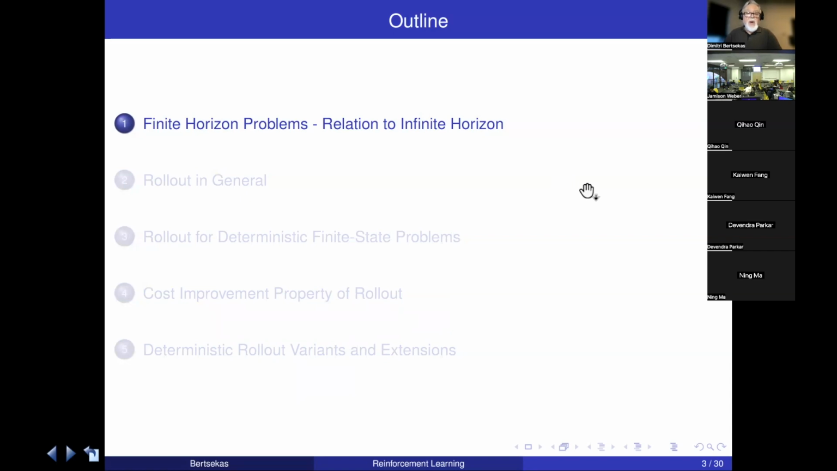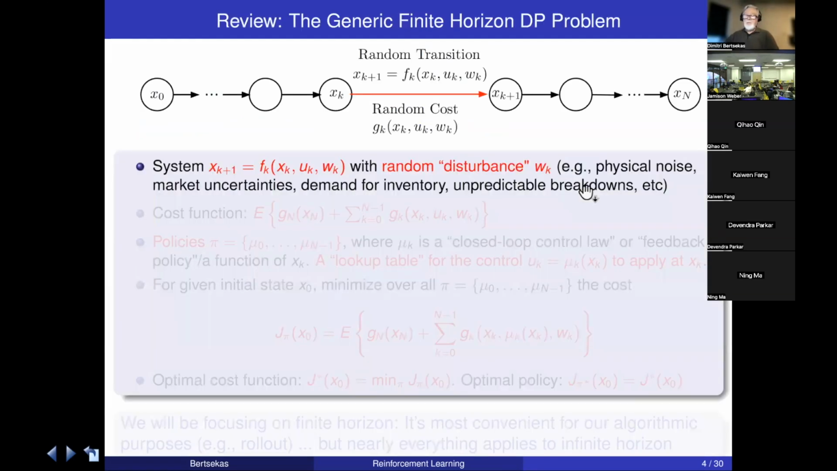So a review first on finite horizon problems. We have the general stochastic problem involving states, controls, and random disturbances. And given the current state, we go to the next state by selecting a control, and then the random disturbance picks a value, and we move to the next state, x_{k+1}. And we also obtain a cost which is random because it involves w_k.